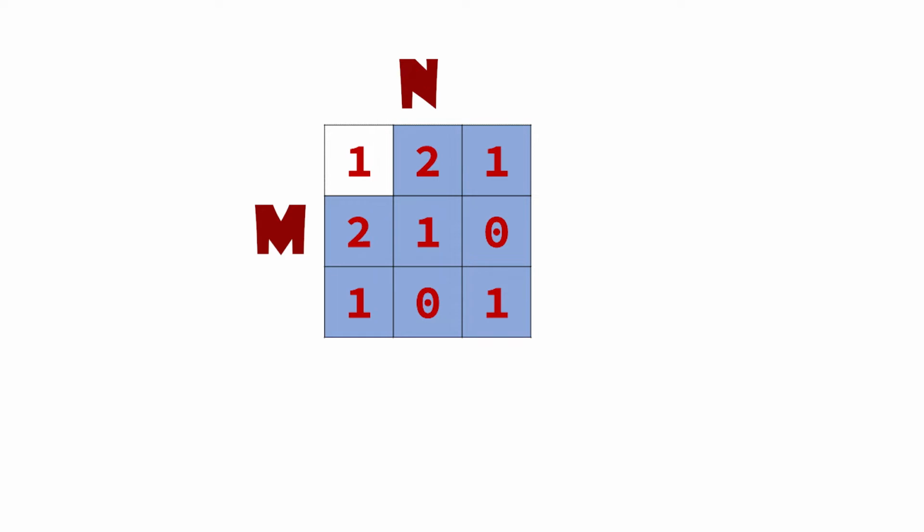It could be coming from four directions, and we have to consider the minimum distance among all four of them. This is not true for the edge, as they have only two directions instead of four, but it is true for all the inside elements.